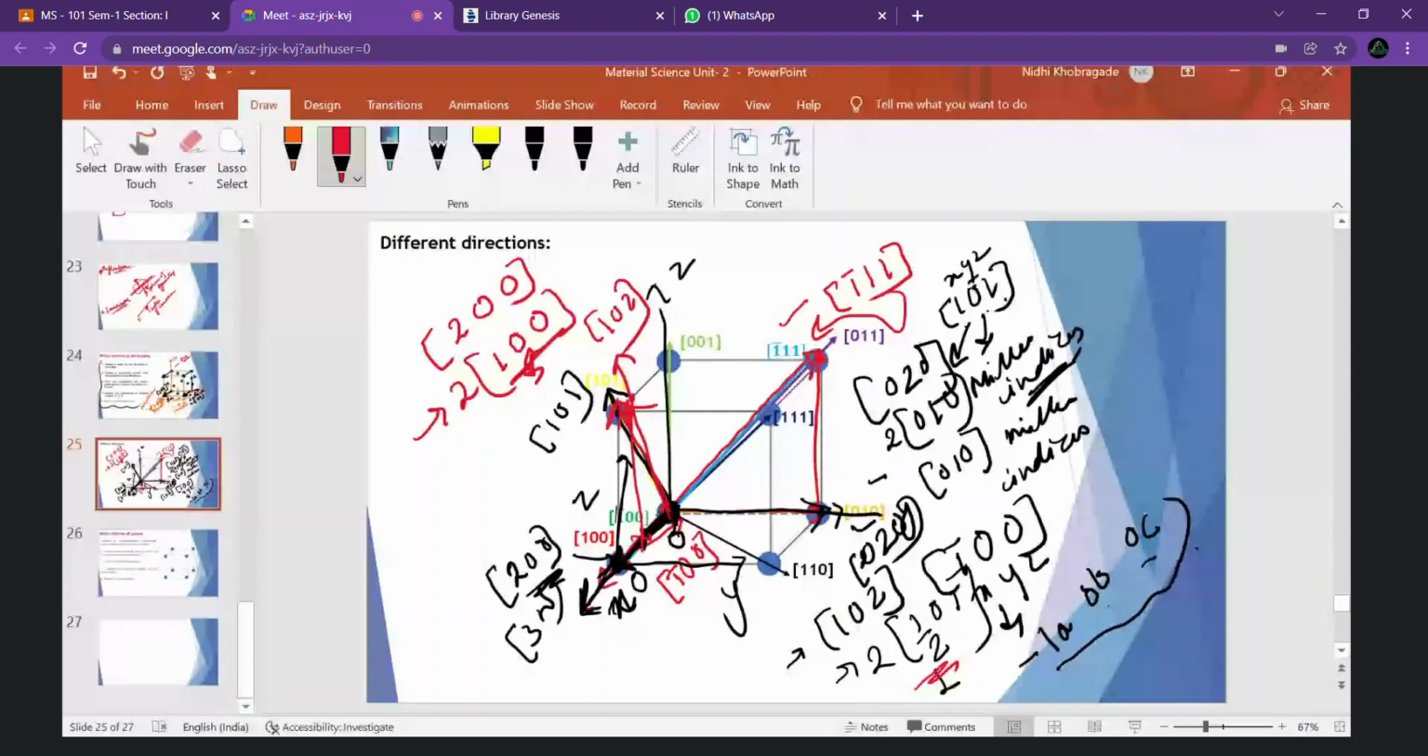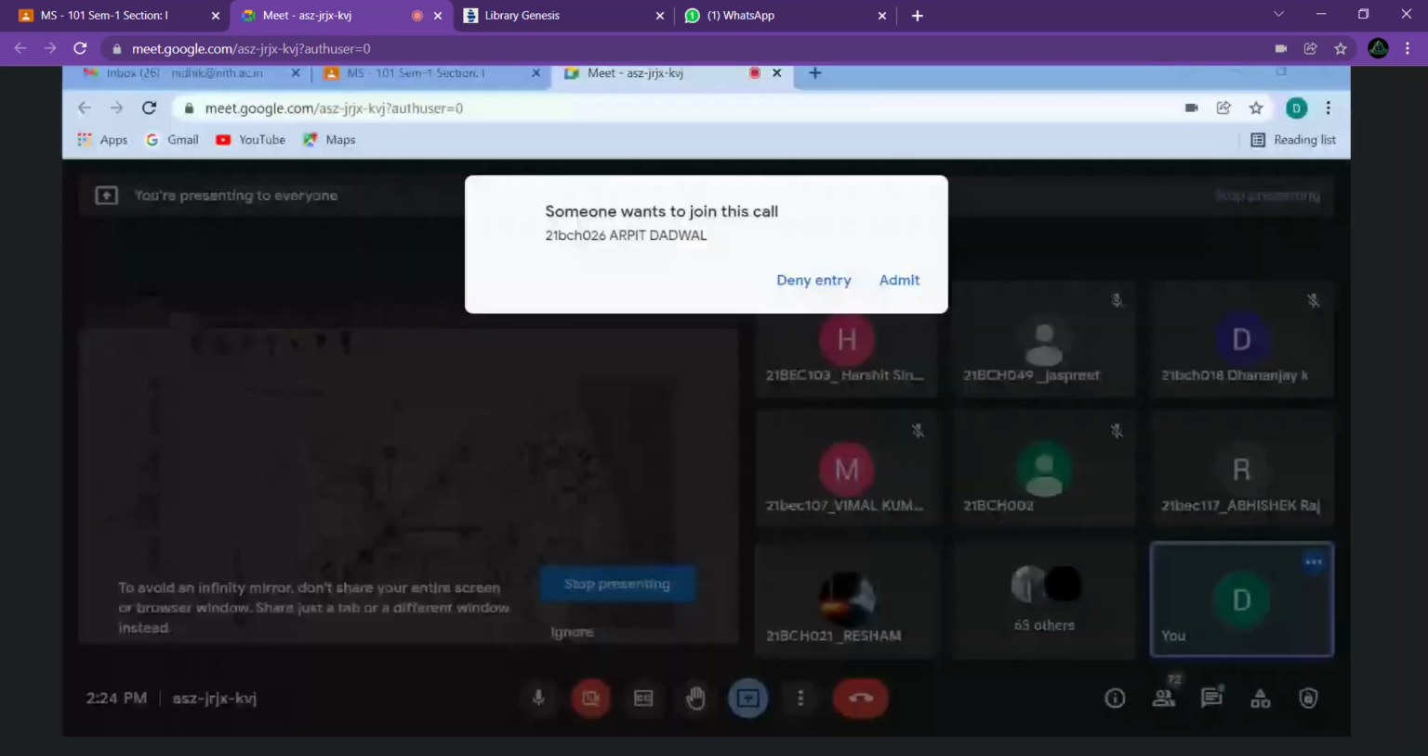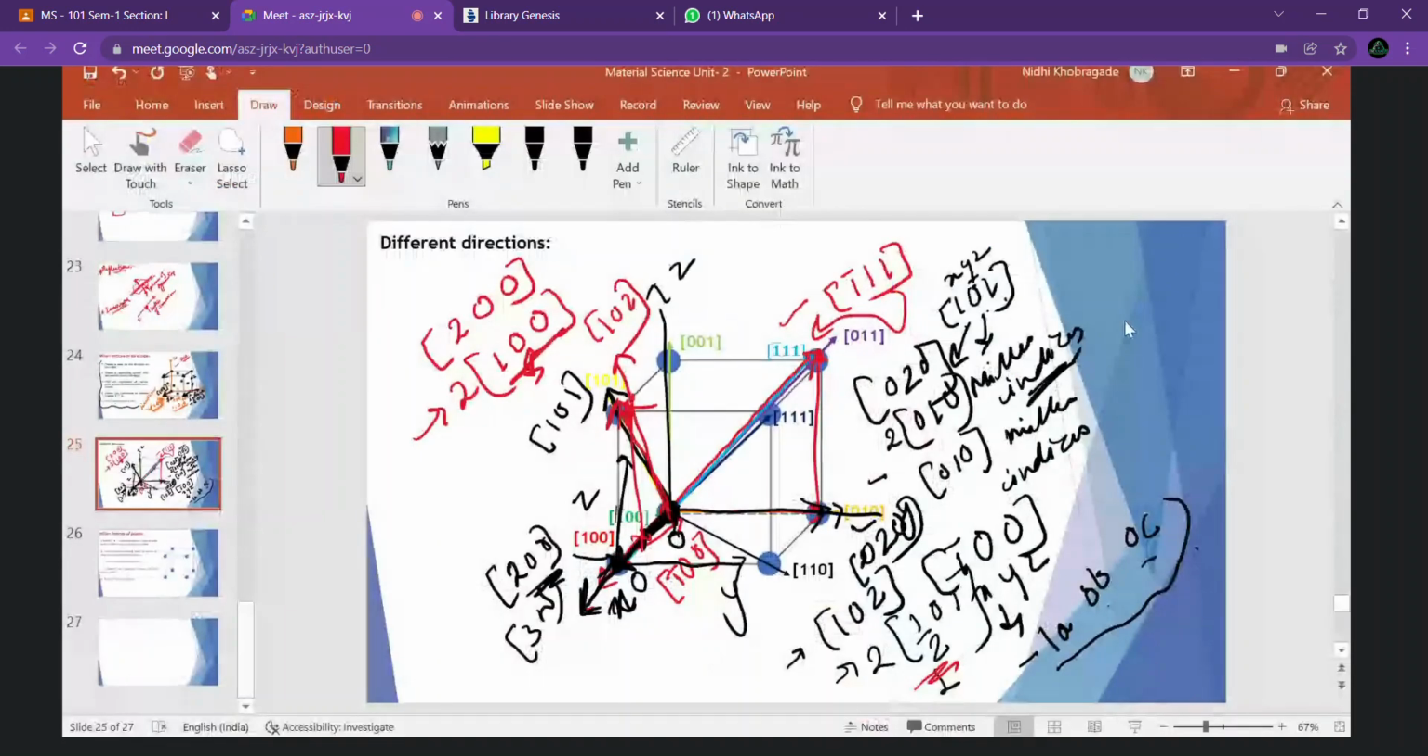Okay, so this is the Miller indices of different directions. If the direction is given or if the Miller index is given, we can mark a particular direction or we can specify the particular indexing. We can do the indexing of a given direction also. Okay, so these are some of the examples. Next, we will move towards the Miller indices of planes.